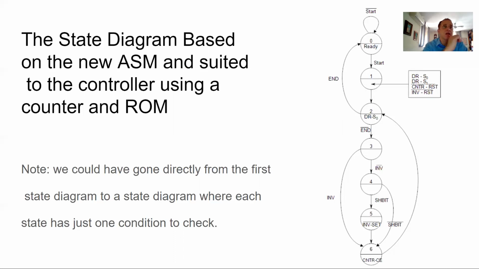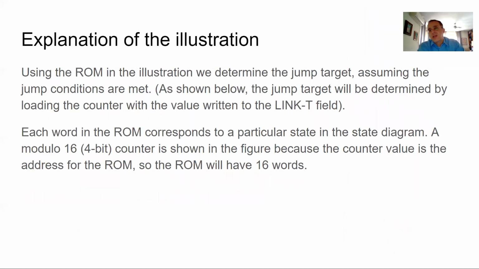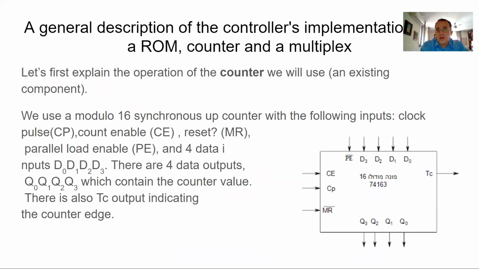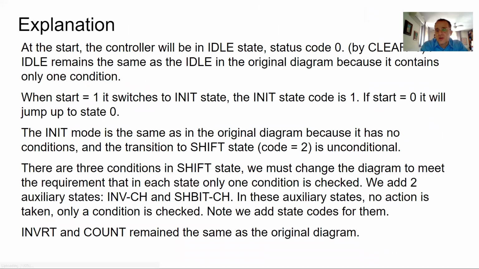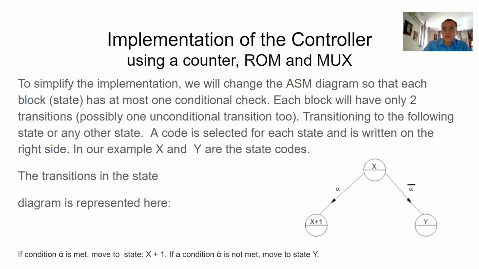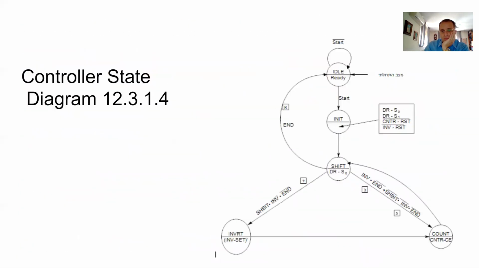The state diagram based on the new ASM and suited to the controller using a counter and a ROM. Note, we could have gone directly from the first state diagram to a state diagram where each state has just one condition to check. In other words, what he's saying is like this. We started off with this. See, this is not a good diagram because it's not binary. I can go right or left, and I have different reasons why I might go right or left. It's not a binary diagram.